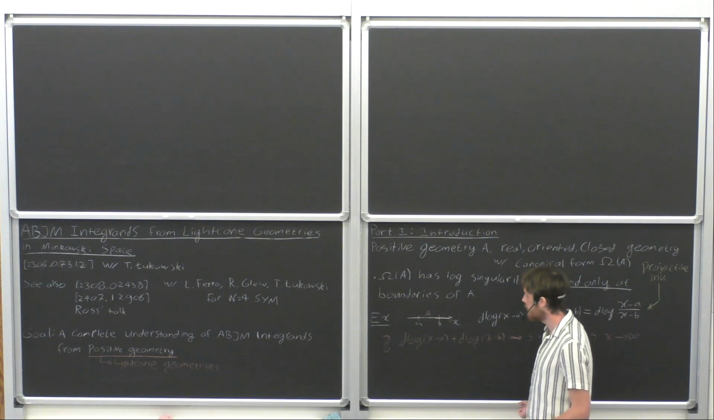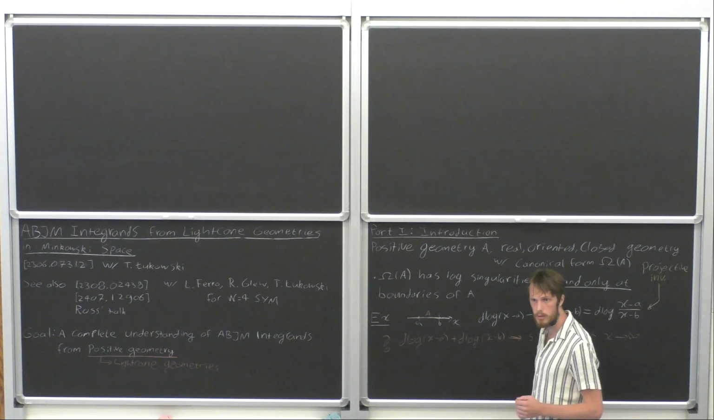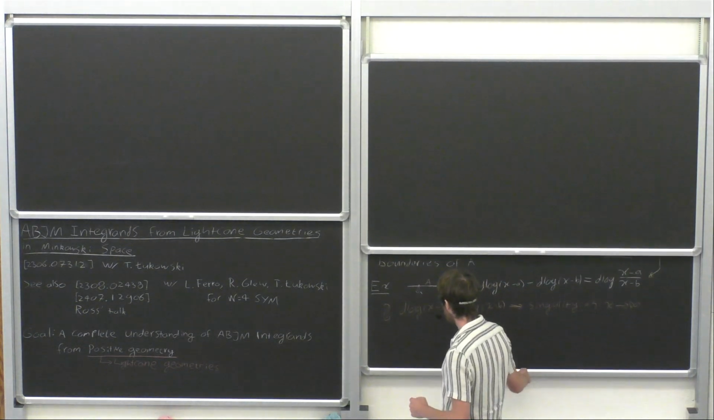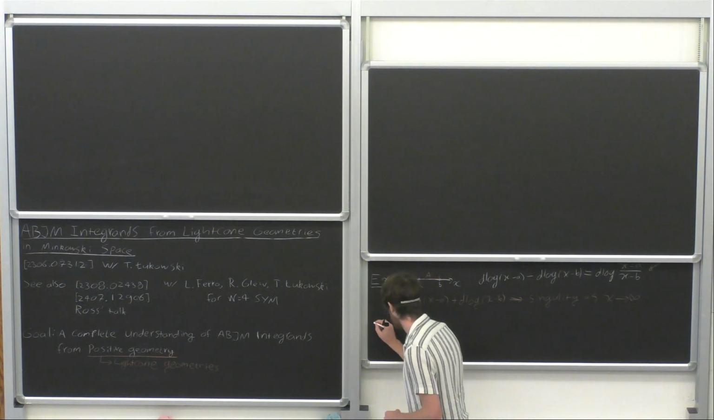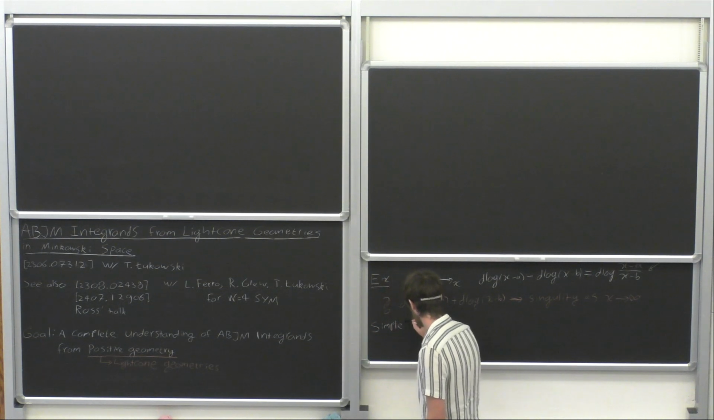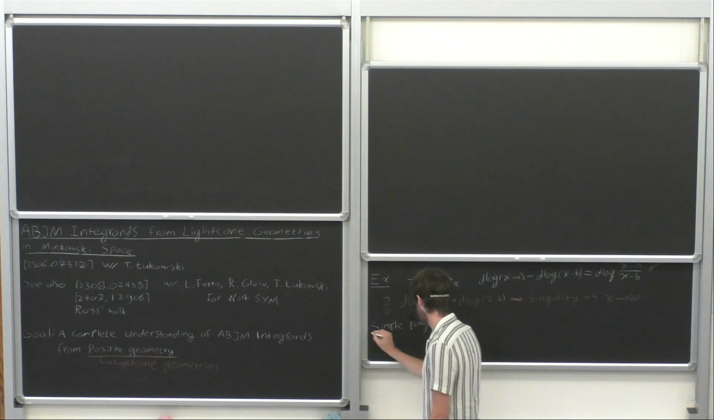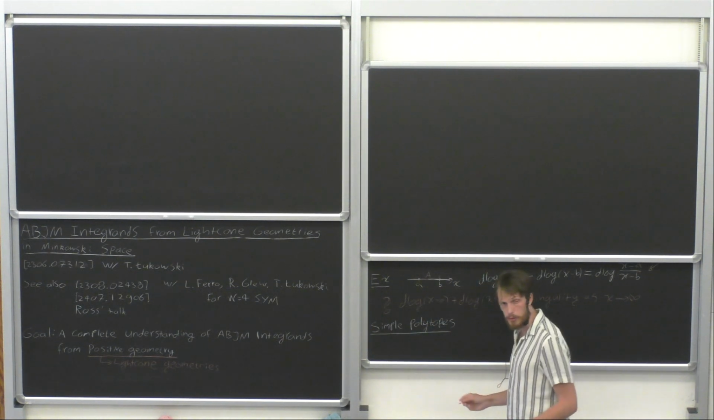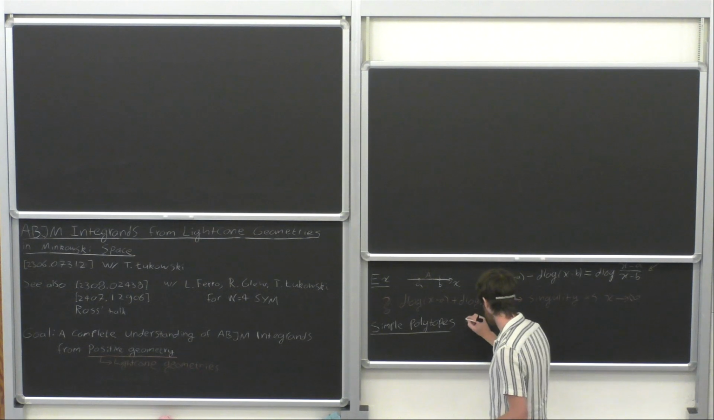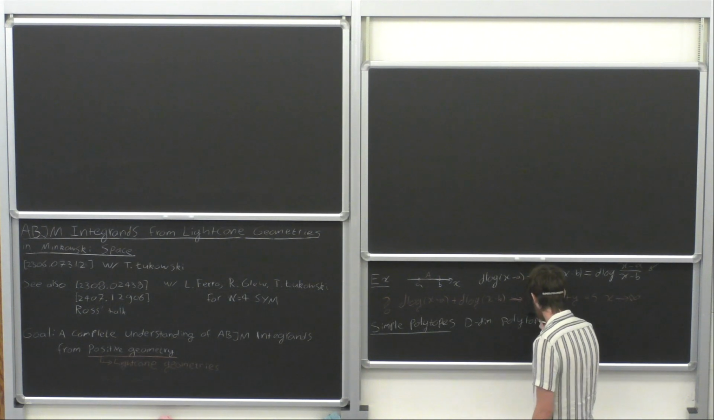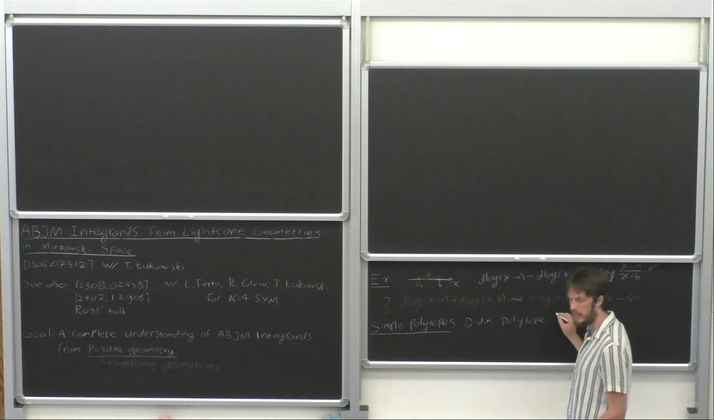Now there is one specific type of positive geometry which I want to draw your attention to, which we will encounter later. And that is simple polytopes. For those who don't know what a simple polytope is, it's a d-dimensional polytope where at each vertex there are exactly d facets.